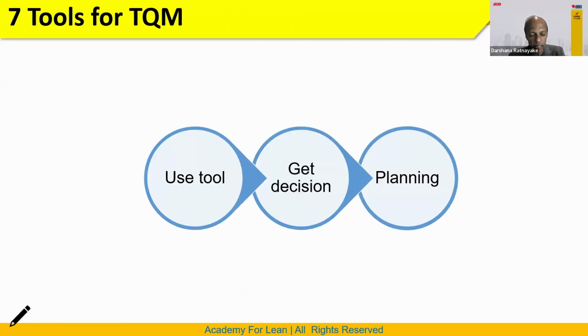I repeat again. Can you write? You have three empty circles on your handout. Please write down: use tool, get decision, planning on your handout. This is how these TQM tools are used. The 7 quality tools we use not only this way, right? It's used in another way.